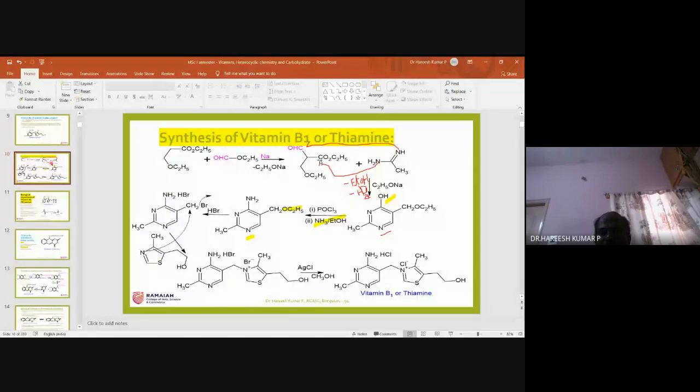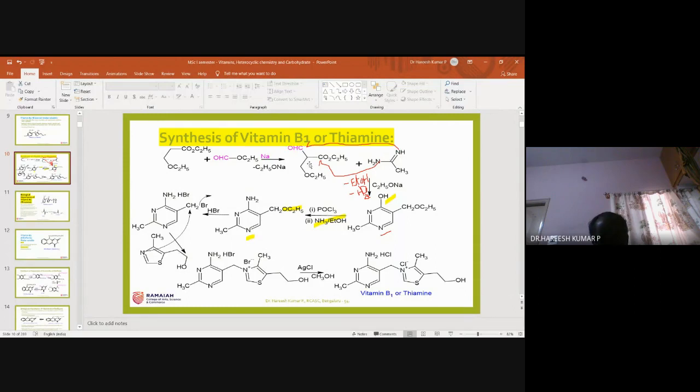Ethanol will be the leaving group. When this is attacking this carbonyl group, OEt picks up this proton, going out as ethanol. Similarly, there will be a new bond formation between this nitrogen and this carbon, and this aldehyde will get converted into alcohol.